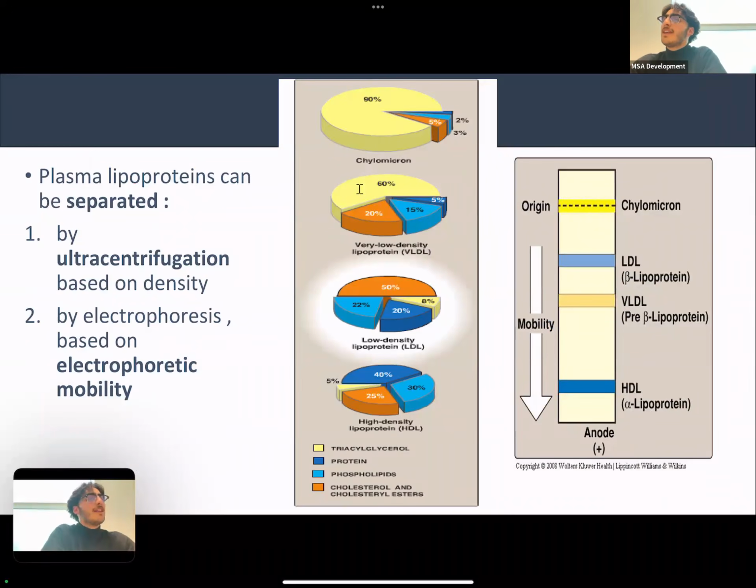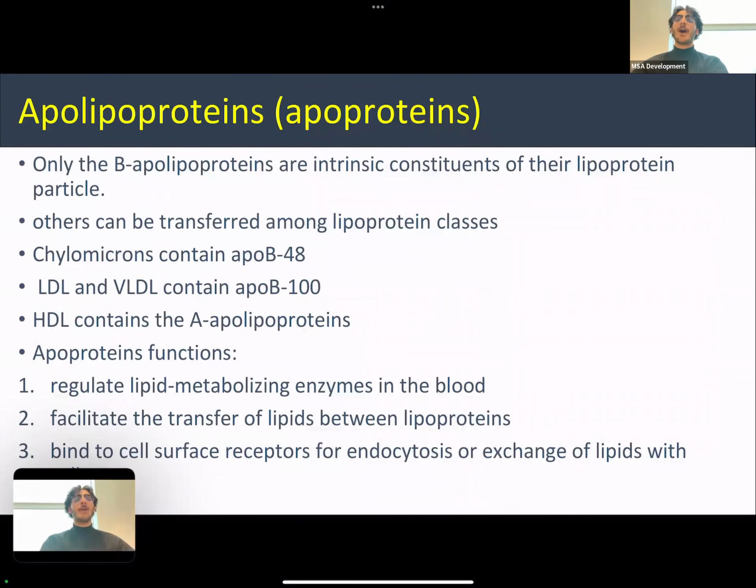Okay. So again, the slide is pretty low yield. There's not much that we have to know from it. All we have to know is that in the electrophoresis, the HDL travels the furthest, and that's because it's the most negative due to all the proteins, due to the high density of the proteins. Now, VLDL, although it's less dense than LDL, it has more proteins. So that's why it travels closer to the anode than LDLs. And then chylomicrons, of course, it's the least dense and it has the least proteins, so it stays close to the origin.